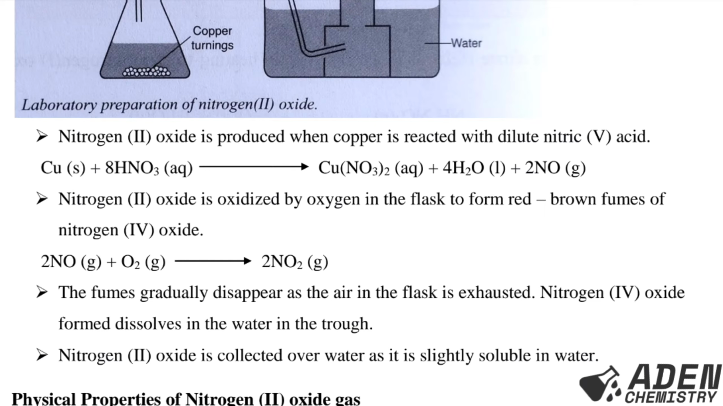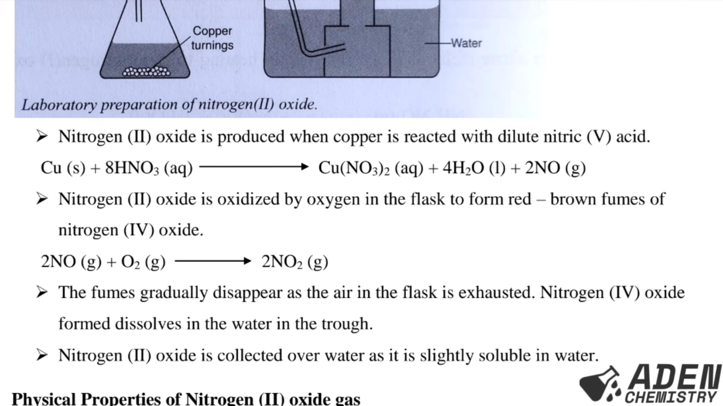Here we can see some observations. The observations that we are going to have in this conical flask will be the red-brown solid dissolves in the acid. Which acid? That nitric 5 acid. Then the other observation that we are going to see will be a blue solution is formed.